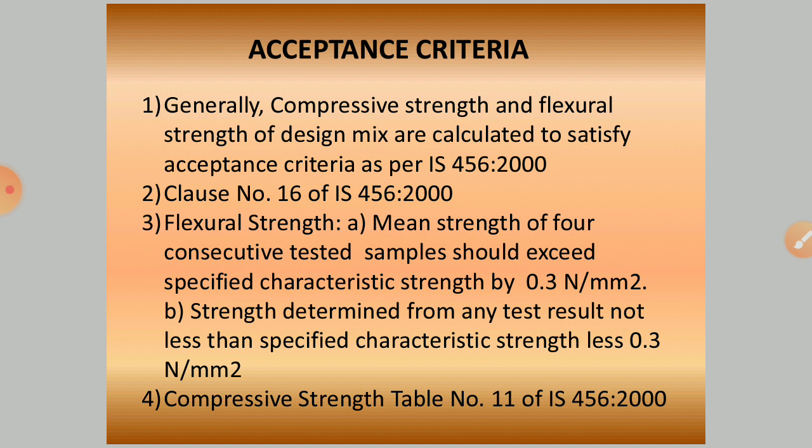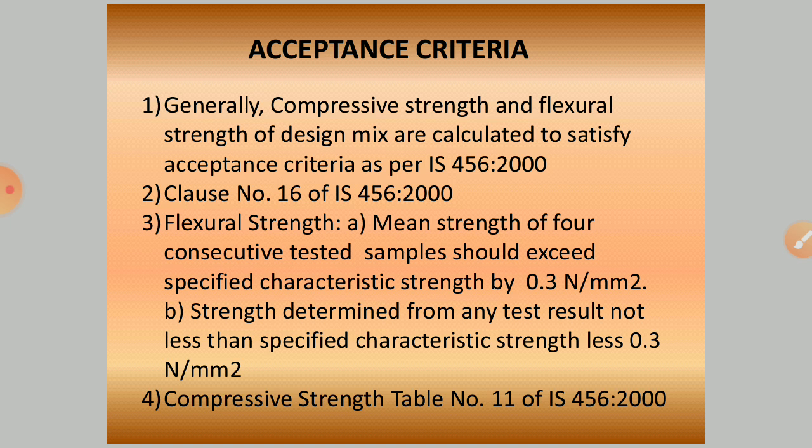The second criterion is that any individual test result should not have strength less than 0.3 Newton per mm square below the specified characteristic strength. Suppose the specified characteristic strength is 30 MPa, then each result should have strength not less than 29.7 MPa. This is for flexural strength.